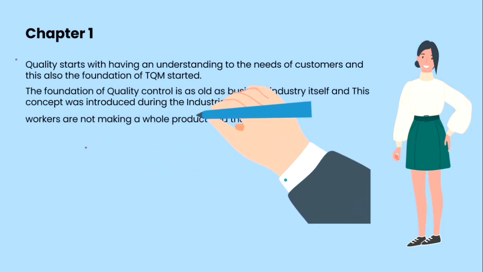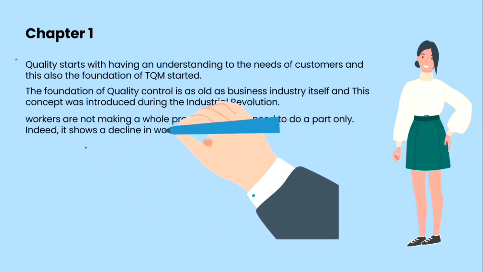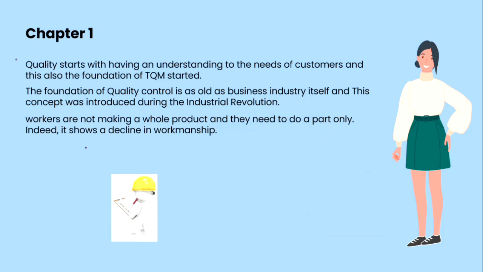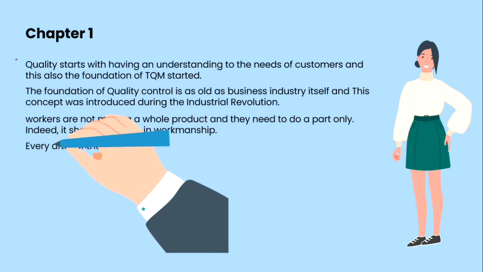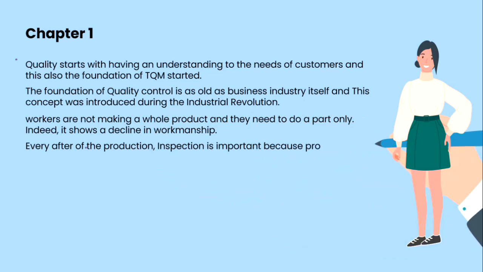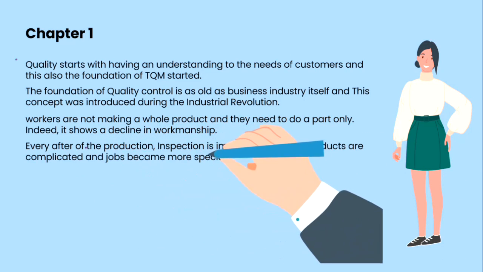Workers are not making a whole product and they need to do a part only. Indeed, it shows a decline in workmanship. After every stage of the production, inspection is important because products are complicated and jobs became more specialized.